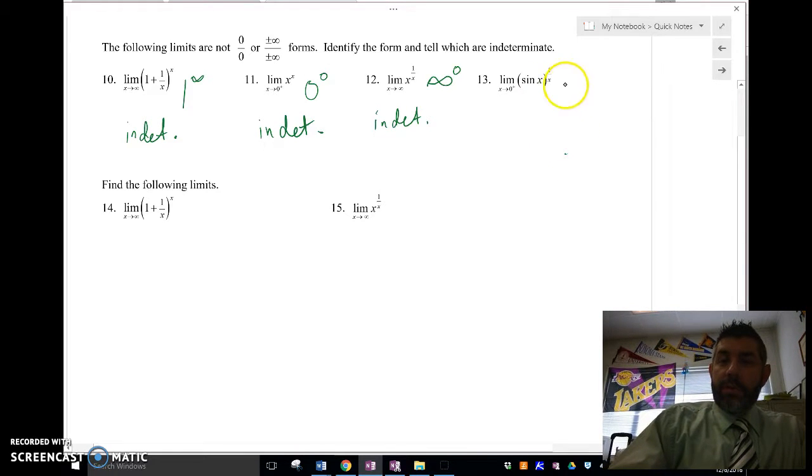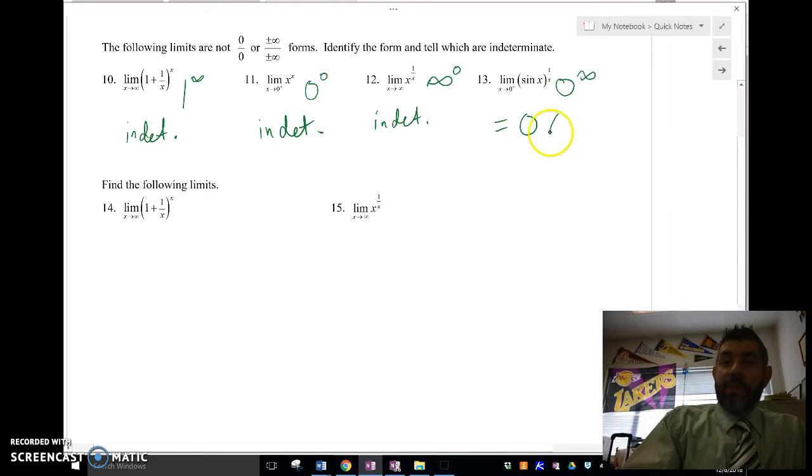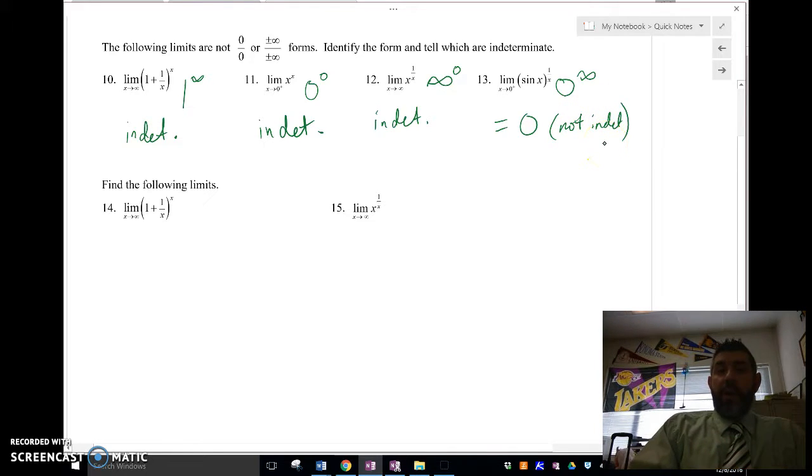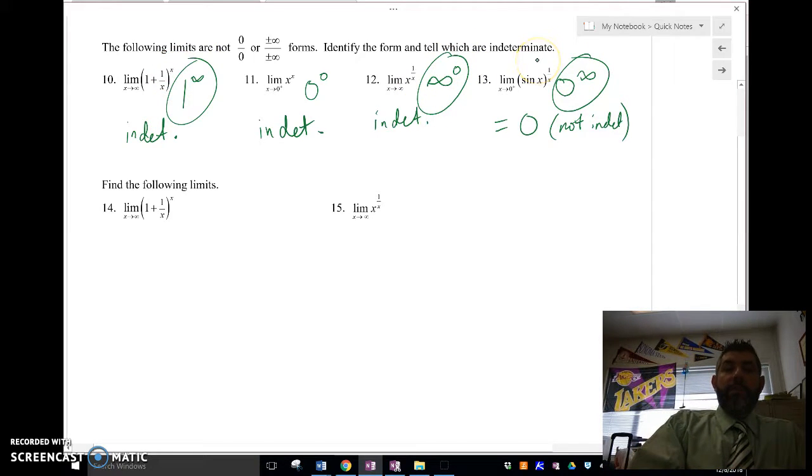0 to the infinity power, though, 0 to any power is just going to be 0, no matter what. So this is not indeterminate. So we can do 0 to the infinity power. We just can't do 0 to the 0 power, or infinity to the 0 power. So these other ones here are other indeterminate forms that we would be able to use L'Hopital's rule for. So let me show you how we use that.